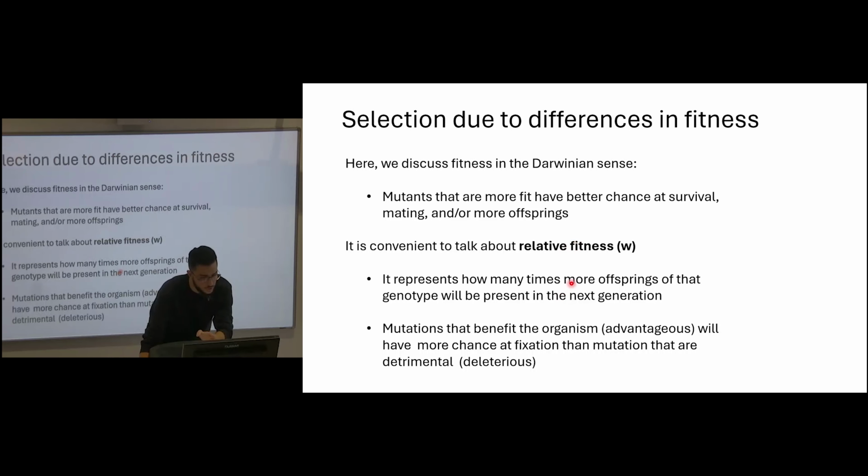I'm just introducing the concept. We're not going to do the calculation here, but it basically means how many times more offspring of that genotype will be present in the next generation. And so the more it's present, the more fit it is when you're comparing alleles, okay? So there are mutations that can be advantageous, and those will usually end up being fixed while the others will be removed. And the advantageous ones have a higher relative fitness compared to the other ones, right?